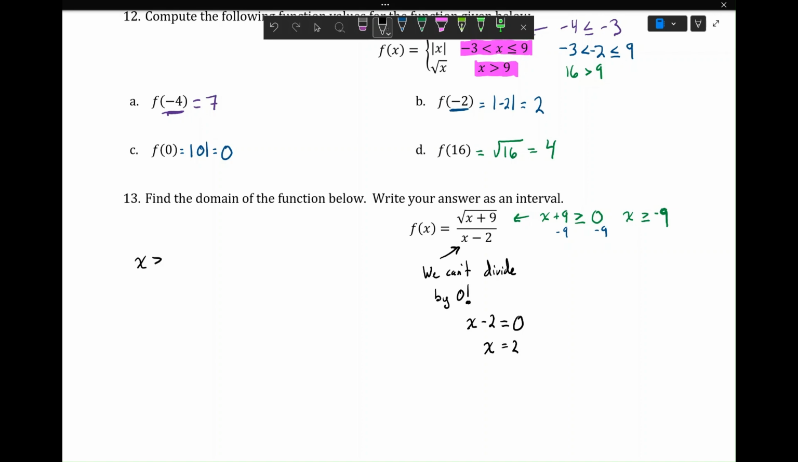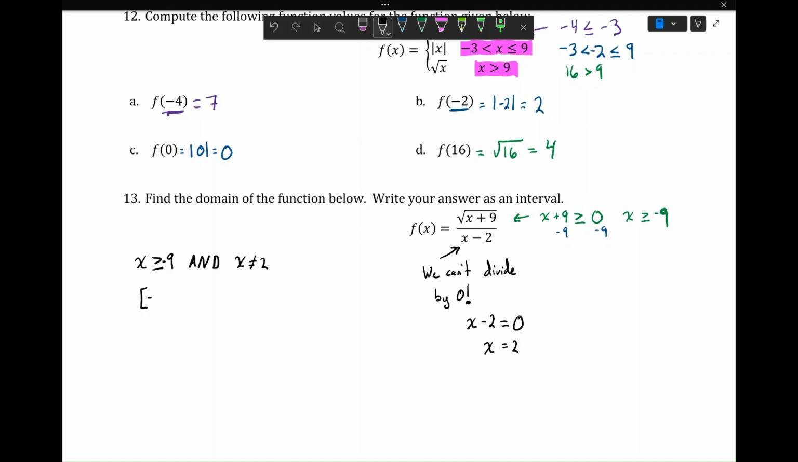We need to use x values that are greater than or equal to negative 9, and we specifically have to skip over 2. Now, this is an appropriate way to write the domain, but the instructions say write your answer as an interval. So let's translate that "and" statement into an interval.